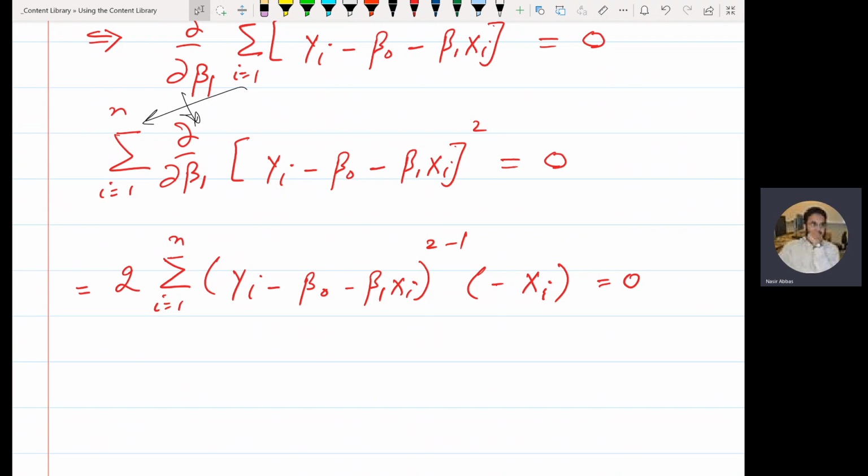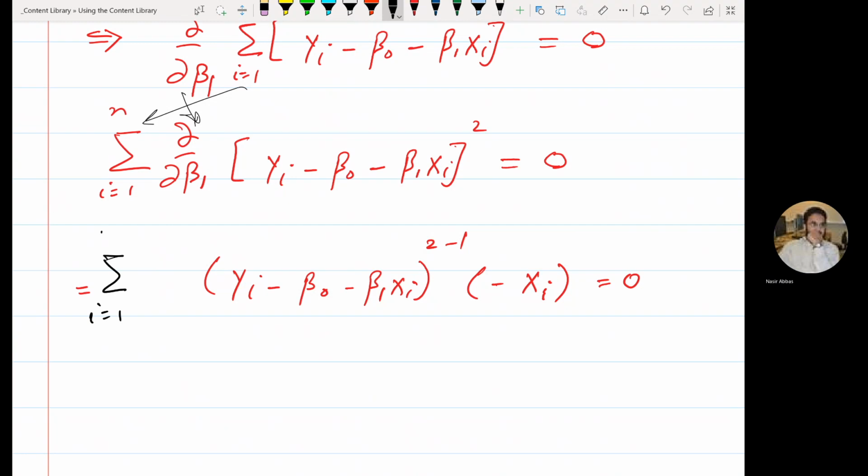After doing that, I just differentiated the thing inside. The derivative of something square is what? 2 times something to the power 2 minus 1 multiplied by the derivative of something. The base is yi minus beta naught minus beta 1 xi. So I differentiated this one. Let me write it this way.